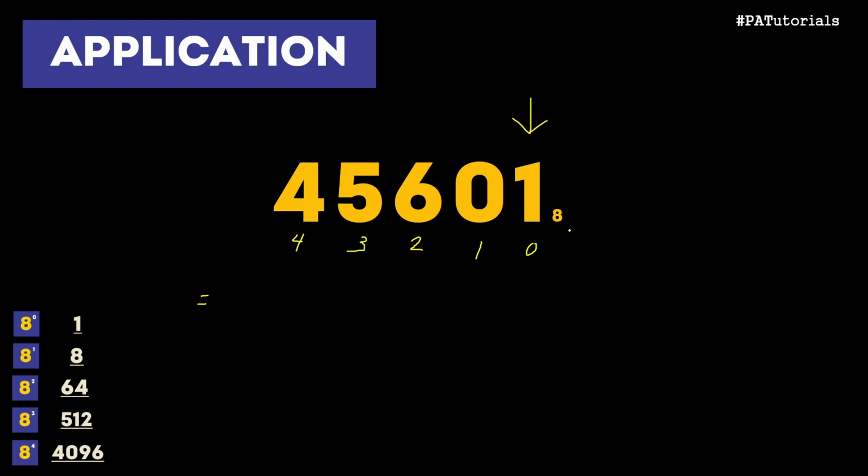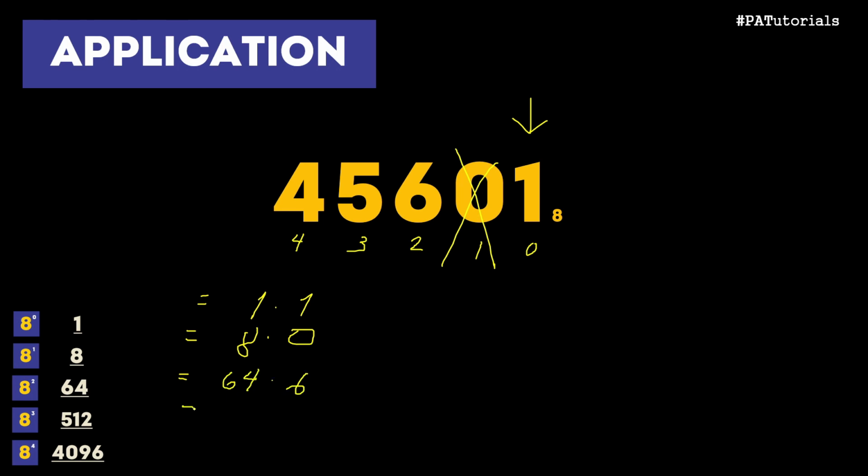Okay? So, 8 raised to 0, that would be 1. Multiply lang natin dito, that would be 1 ulit. Next naman would be 8 raised to 1, that would be 8. I-multiply lang natin sa 0. Okay? Or pwede nyo naman i-cancel na ganyan. Next naman would be 8 raised to 2. That would be equal to 64 times natin sa 6.